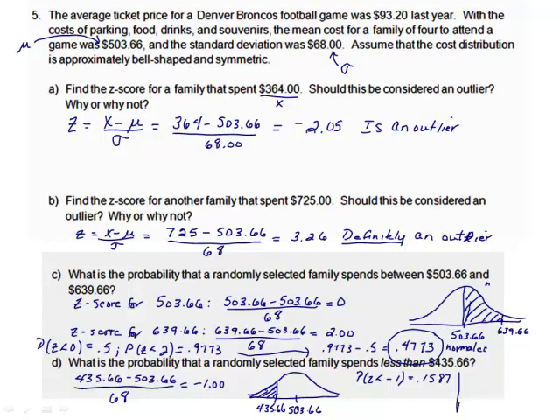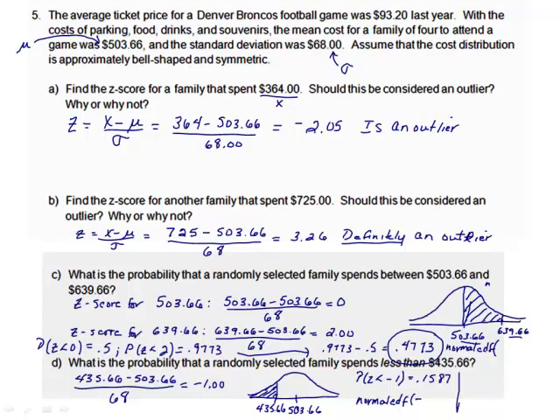Now here I'm going back to do the normal CDF for the previous problem. I forgot to do it. So remember, on your calculator, you don't necessarily have to convert to z-scores. So on the calculator, you'd put in the two values, the 503.66 and the 639.66, and then put in your mean and your standard deviation.